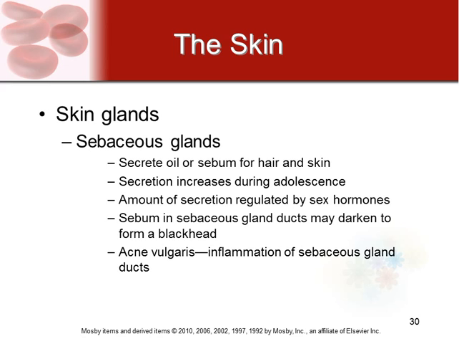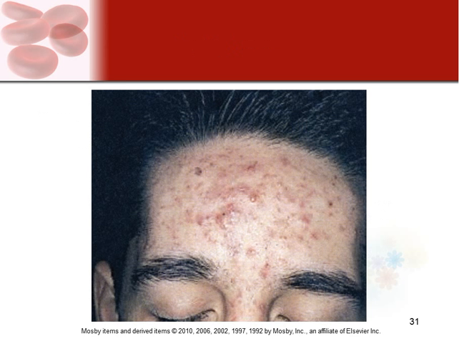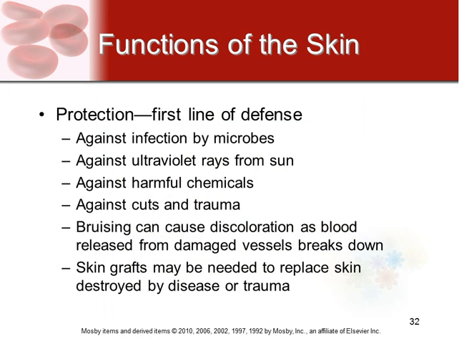So the sebum in your sebaceous gland ducts can actually darken and form blackheads, and that has to do with oxidation and that kind of stuff, so we won't really get into that. And then something else that can happen is you can have acne vulgaris, which is a type of inflammation of your sebaceous gland ducts, and that's what causes most acne cases. So you can see here the acne, so that would be an acne vulgaris right there.